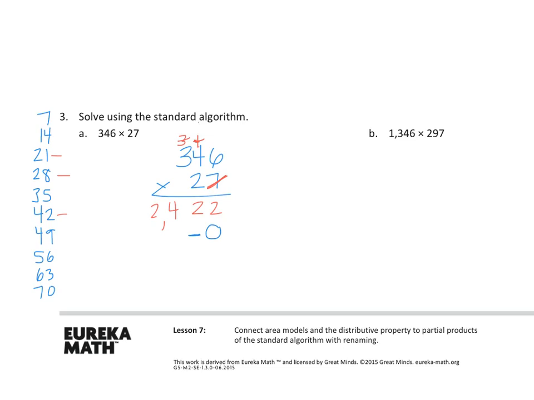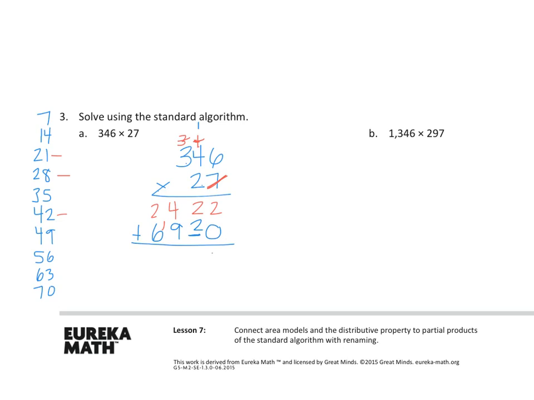So now we're going to multiply 2 times 6. Hopefully you know that's 12. You're going to carry your 1, and then you're going to bring down your 2. 2 times 4 is 8, plus 1 more is 9. And then 2 times 3 is 6, so the 6 goes underneath the 2. And so 2 partial products. Now I can add these up.